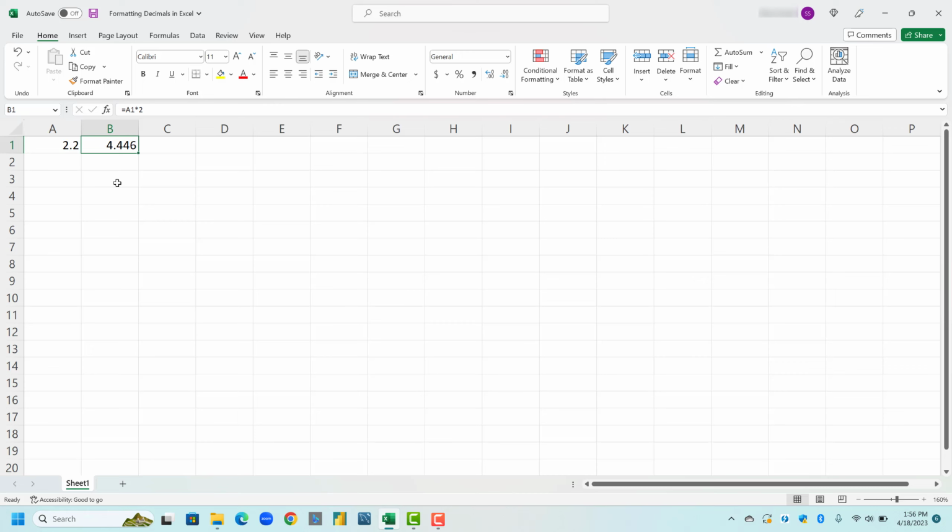The cell actually shows 4.446, which is the original value of 2.223 times 2. So just remember that when you do calculations with numbers that have had reduced decimals, the calculation is going to use the underlying precise value.